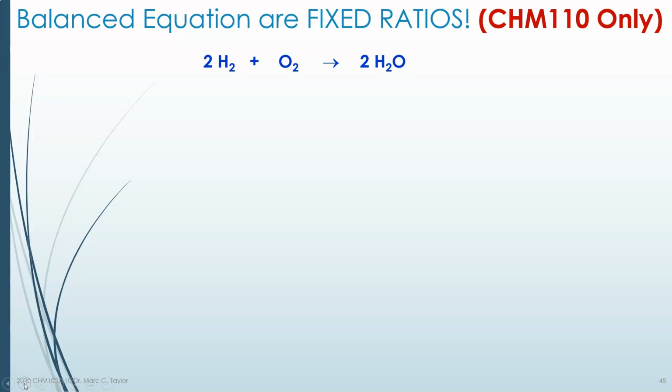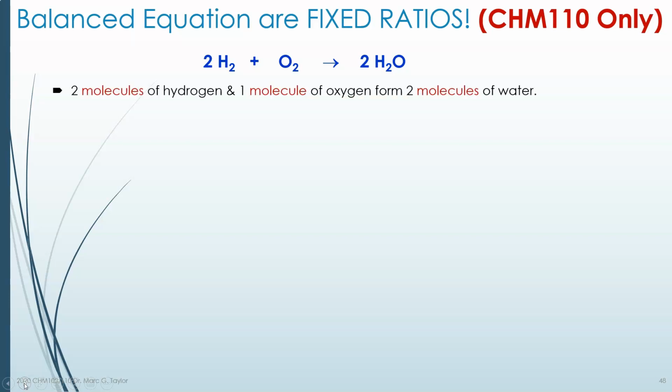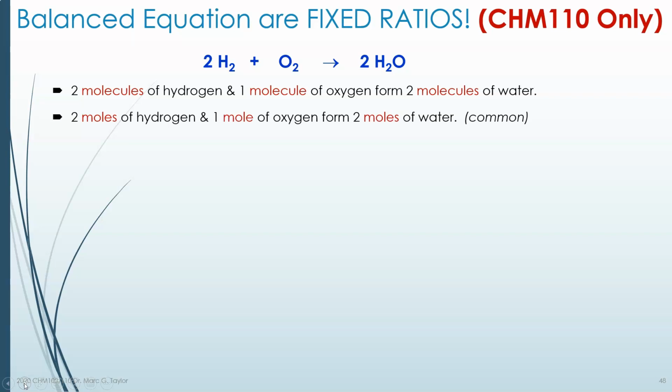So here's a simple chemical reaction. 2 H2s plus 1 O2 produce 2 H2Os. 2 hydrogens plus 1 oxygen, these are molecules, produce 2 water molecules. And we can think of this in a number of ways. We could think of it as 2 molecules of hydrogen gas plus 1 molecule of oxygen gas produce 2 molecules of water. We can think of it as 2 moles of hydrogen plus 1 mole of oxygen produce 2 moles of water. And this is actually the most common way to think about it, but it is not the only way to think about it.